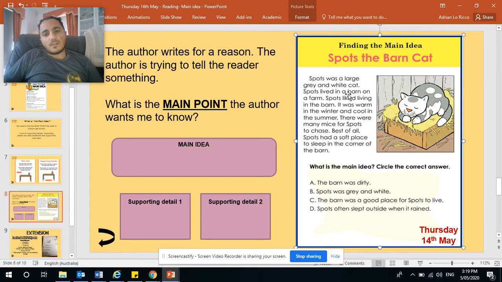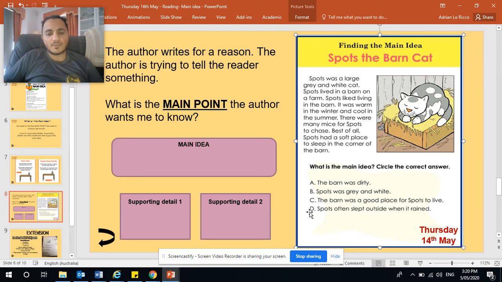All right, what is the writer trying to tell me here? Okay, so let's have a look. We've got 4 different options here. The barn was dirty. No, didn't say anything about the barn being dirty. Spots was grey and white. It mentioned Spots was grey and white, but the rest of the sentences didn't say anything about the colour of Spots. So that's the main idea isn't about Spots being grey or white. The barn was a good place for Spots to live. I think it's that one there because it's given us a lot of different reasons why that barn is a great place for Spots to live. I think it's that one.